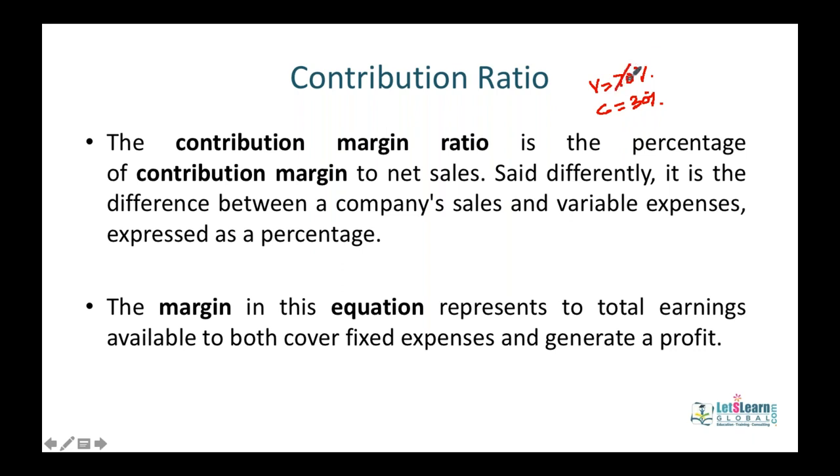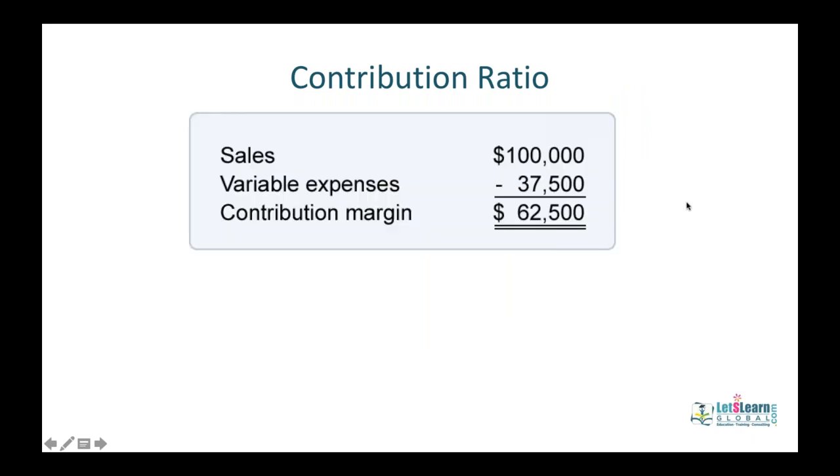If you reduce the variable portion to 65, your contribution will increase to 35. So try to improve your contribution margin ratio. That will give you a saving in your profits. Like here, total sales, not the selling price per unit. Your total sales are 100,000. Total variable cost is 37,500.